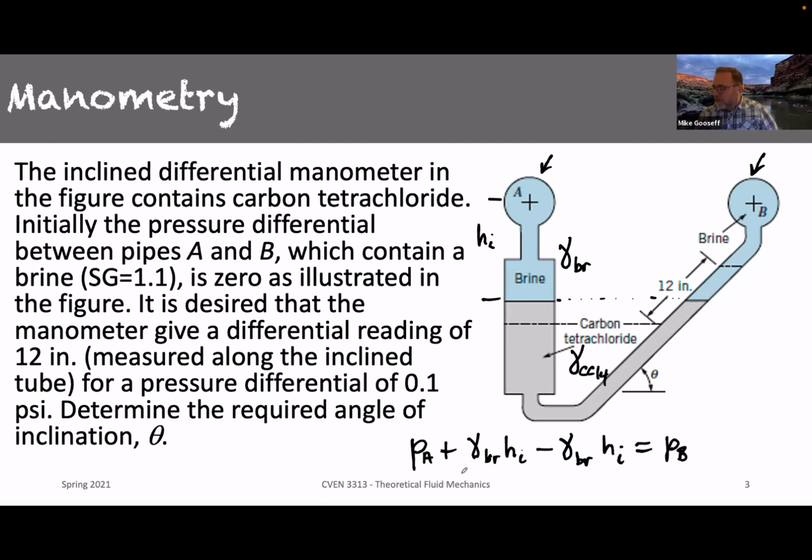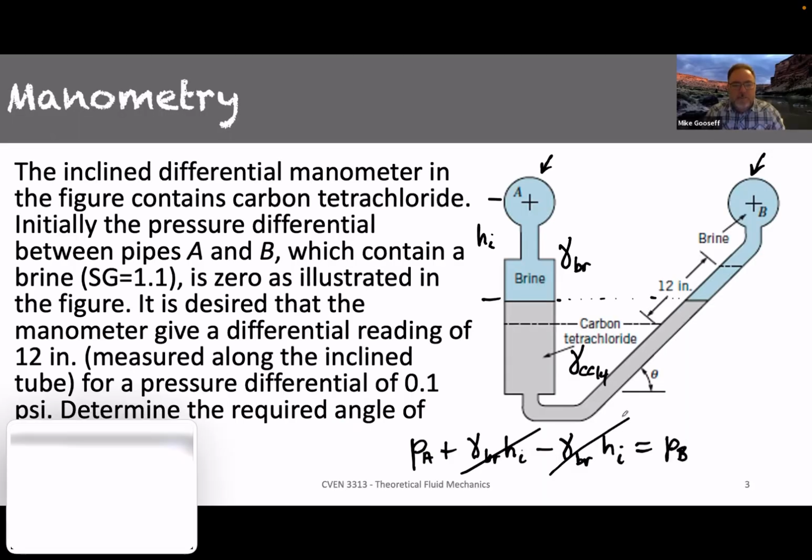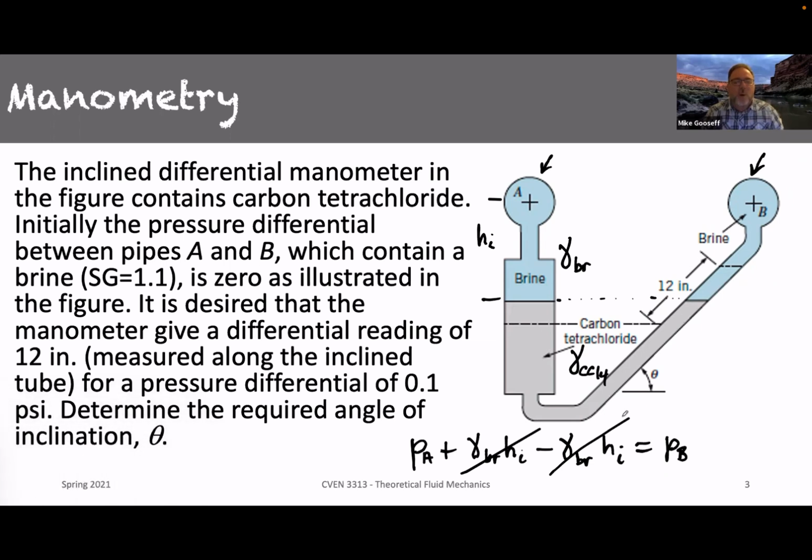Now, ultimately, this cancels with this, right? One's plus, one's minus, and we prove to ourselves PA is equal to PB. But we could do that with the rules that we had on the previous slide, okay? So now, this question says our brine specific gravity is 1.1, so it's more dense than water, 10% more dense. And we start out at 0.